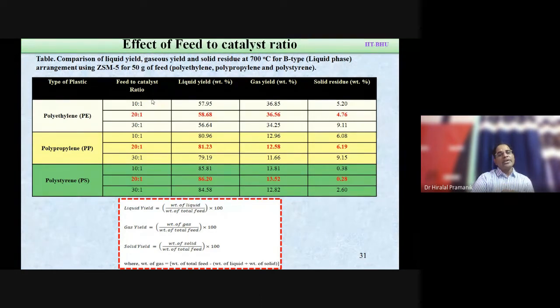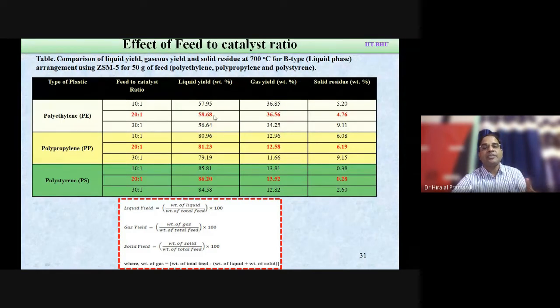So when you increase a little bit, give more feed, the availability of molecules becomes higher. That's why you get better quality of products, better yield, better liquid yield. So here, 57.95, you have more catalyst, but the feed is less. Here, with catalyst and feed, you are getting proper mixing, or proper interaction with the catalyst sites and feed.